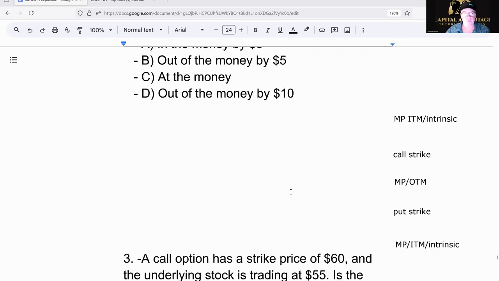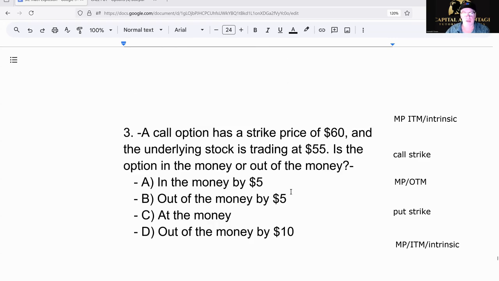There you go. A call option is a strike of 60. It's probably going to be the same thing, but it's fine. Strike price is 60 and the underlying stock is trading at 55. Oh, so it's below here. It's down here. It's out of the money. So it's out of the money by 5.